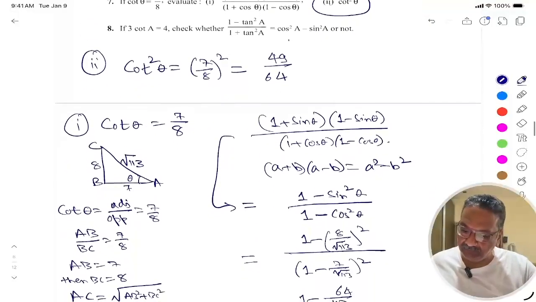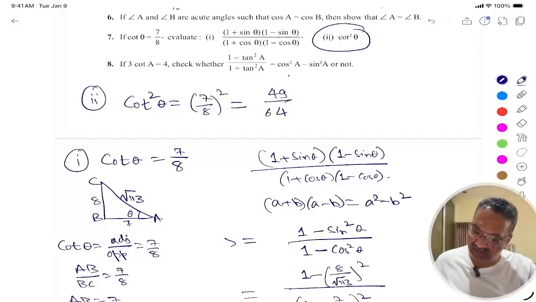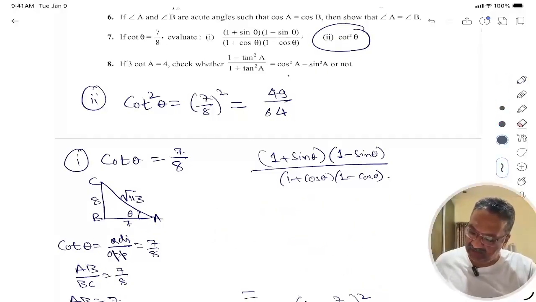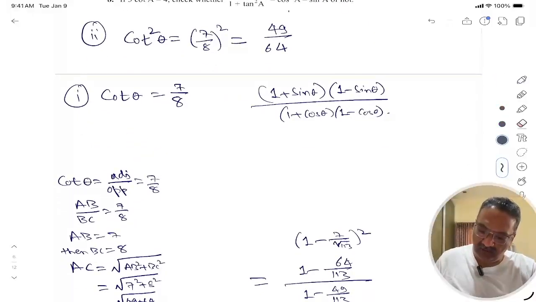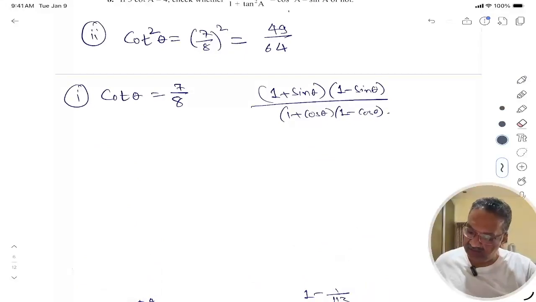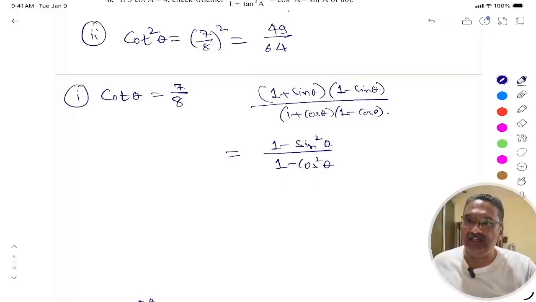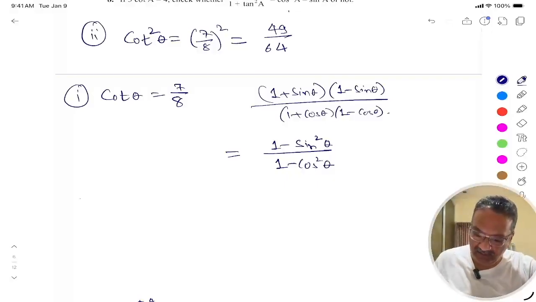Okay. Is there any other method to do this? Let us try. Okay. Without finding the value of sin theta and cos theta, can we find the solution? Okay, let us try this. Okay, so I can write this as 1 minus sine square theta divided by 1 minus cos square theta. We know the identity. What does the identity say?